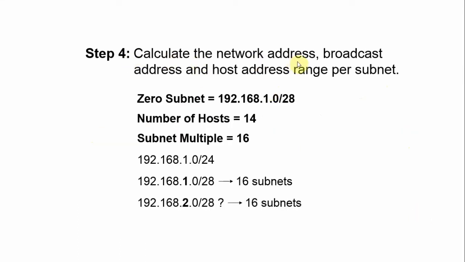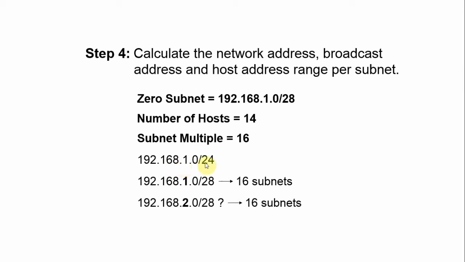So step 4, calculate the network address, broadcast address, and host address range per subnet. So there's the 0 subnet, and that's 192.168.1.0/28. So that's the 0 subnet. Although the multiple starts at 16, there's always a 0 subnet you can use, but starts things off. You want to think of it like that. Number of hosts is 14. Subnet multiple is 16. So I know what my multiple is. I know the number of hosts for the host range, and from all that I can create every subnet that I want to apply.